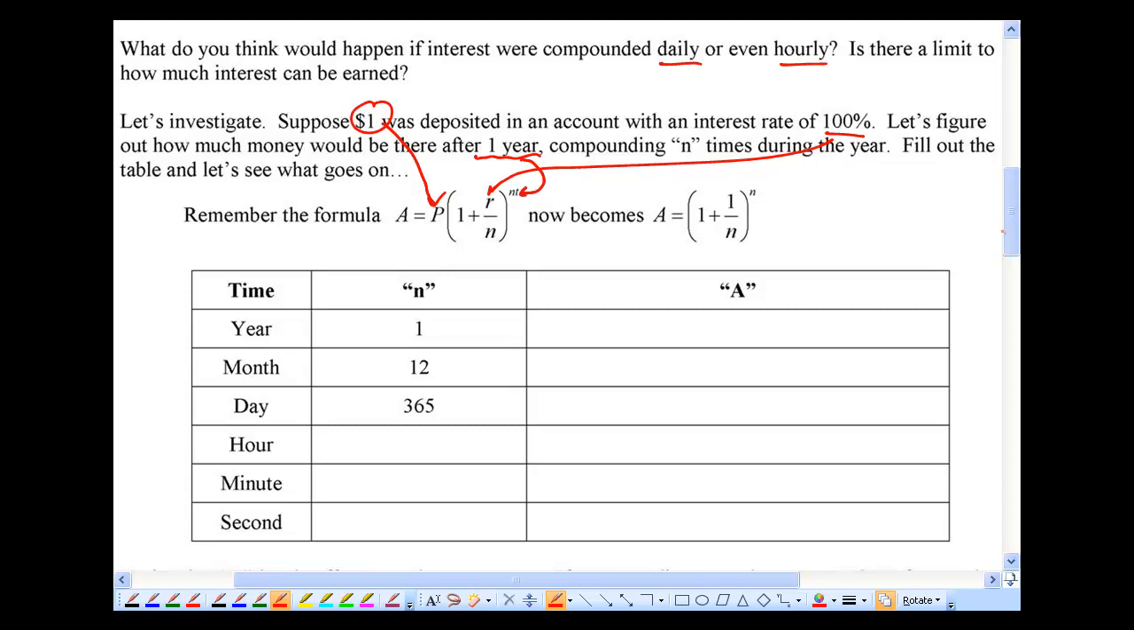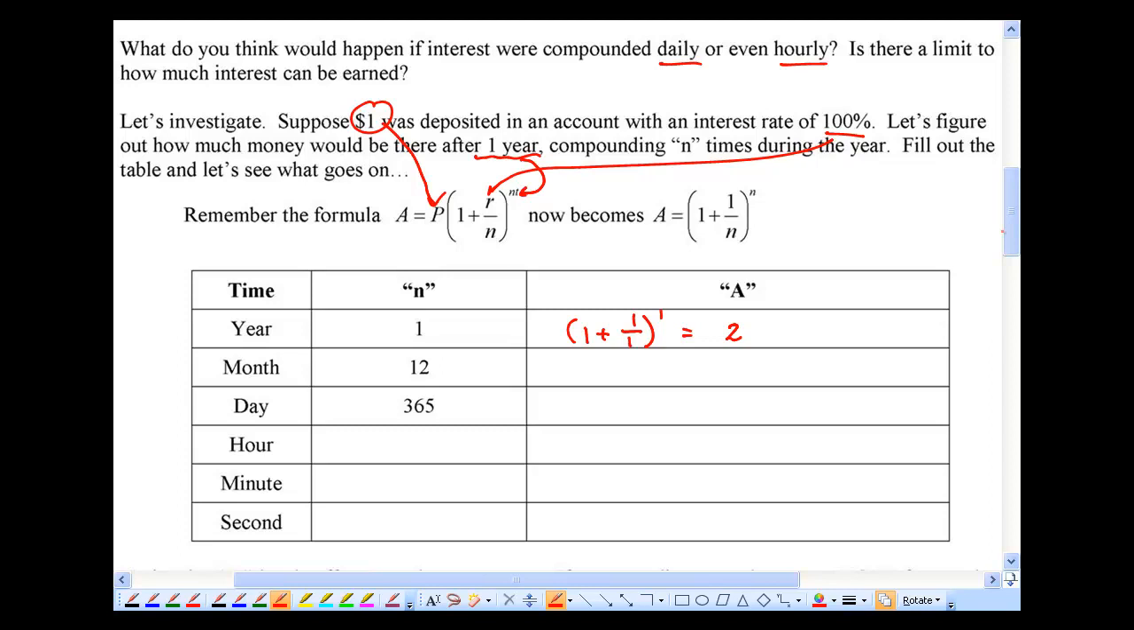Now, if it was 1 year, I'm going to take this formula: (1 + 1/1)^1. That seems to be just 2. So if I compound just once a year and I have an interest rate of 100%, it's going to double. Makes total sense.